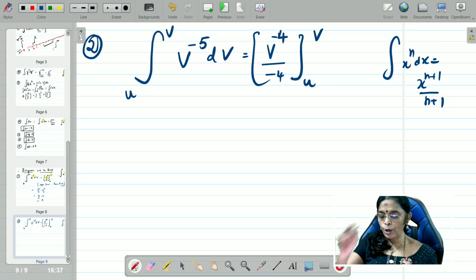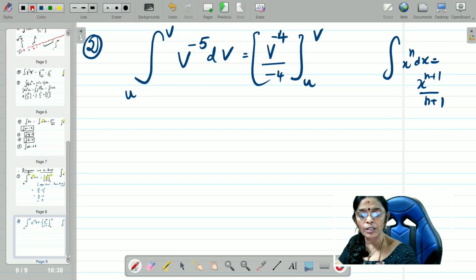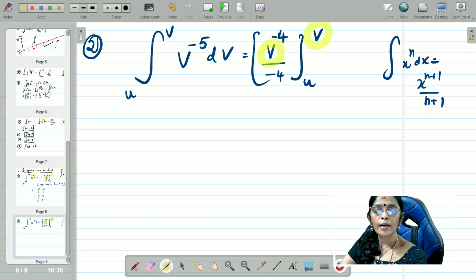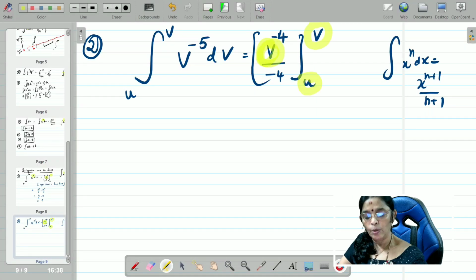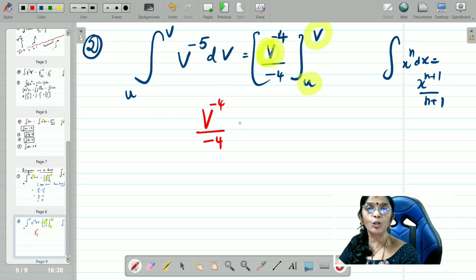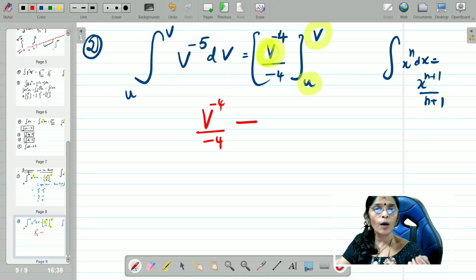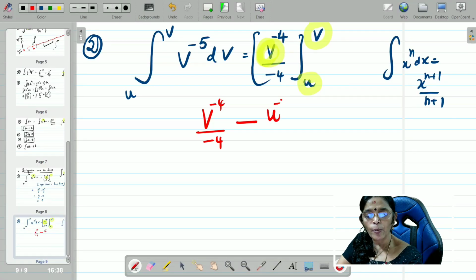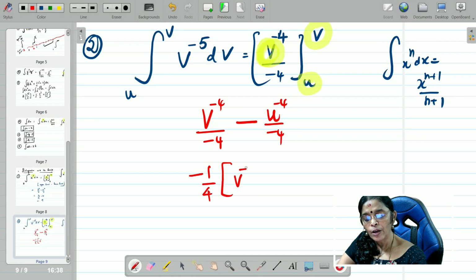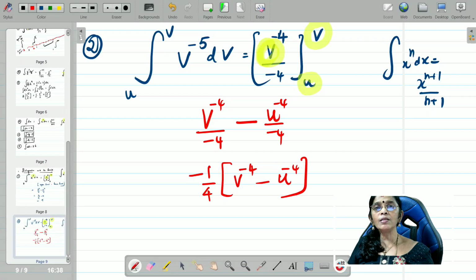Now apply the limits. I have told you, no, upper limit minus lower limit. Just substitute. Upper limit. So instead of this v, what is the upper limit? Substitute. Minus. Instead of this v, apply the lower limit. So therefore, I can write v power minus 4 by minus 4. Upper limit I substituted. Now minus lower limit you are going to substitute. U power minus 4 by minus 4. That's all. So minus 1 by 4, take it out. And then you can write v power minus 4 minus u power minus 4. That is all.